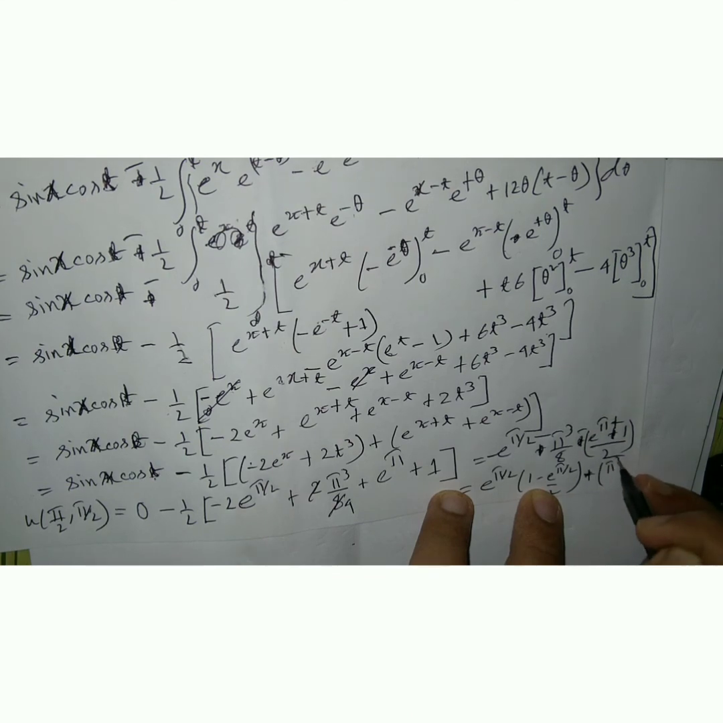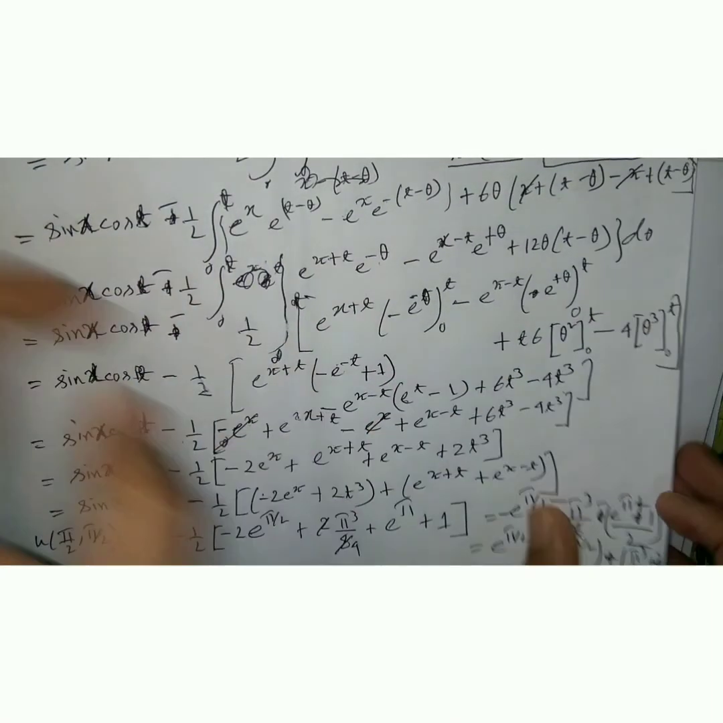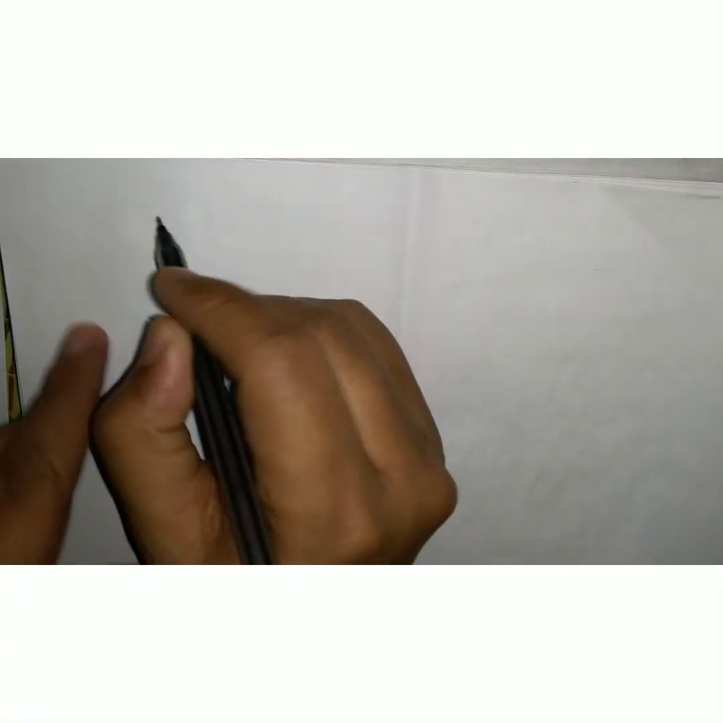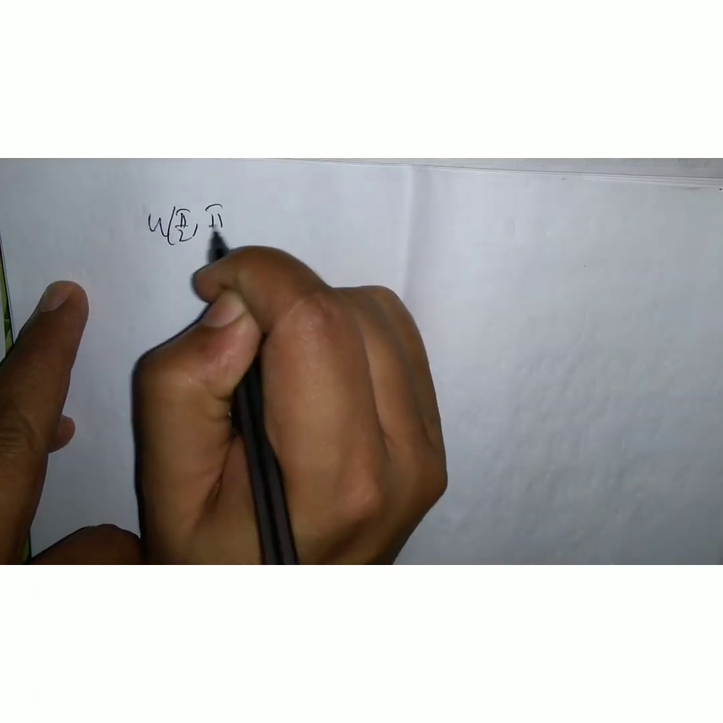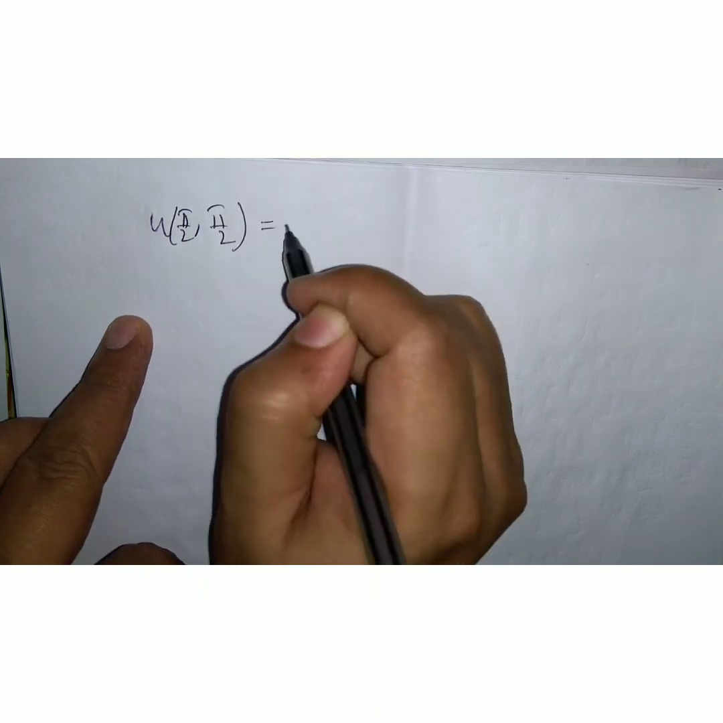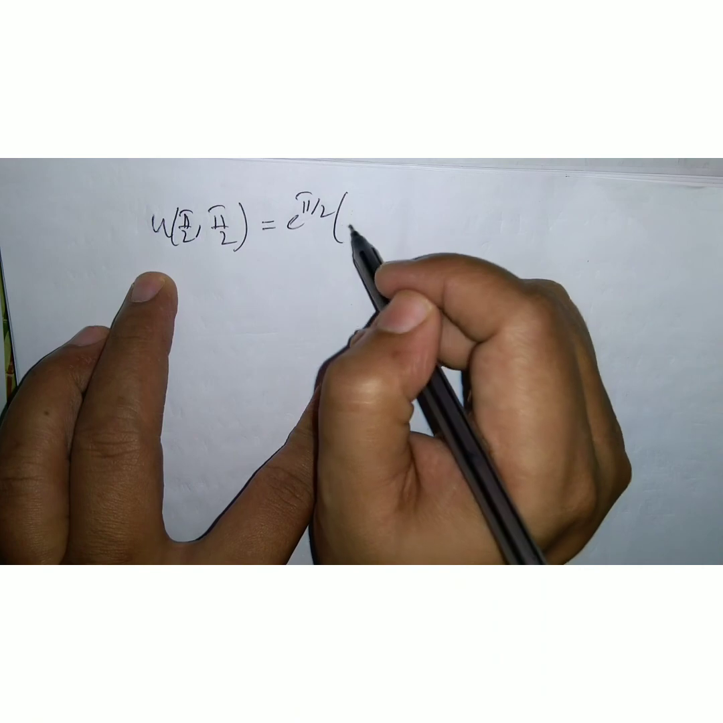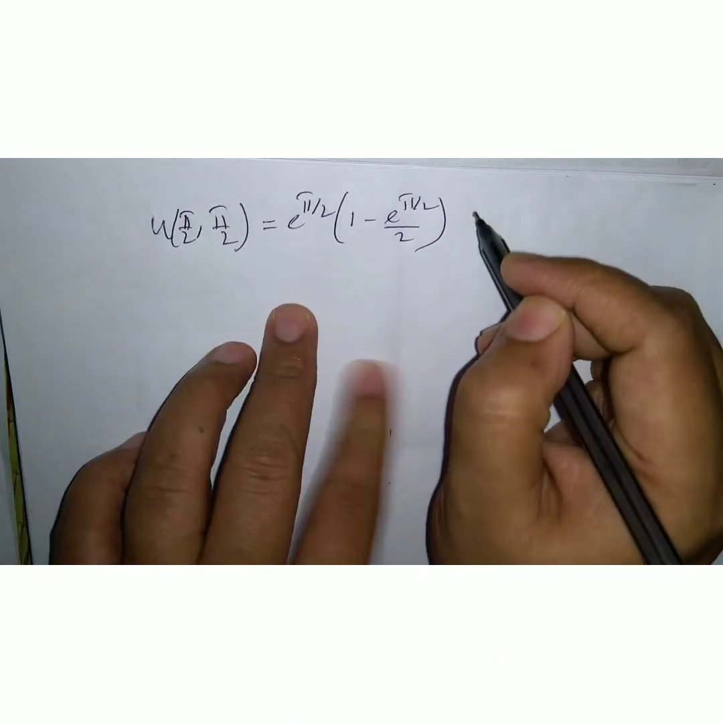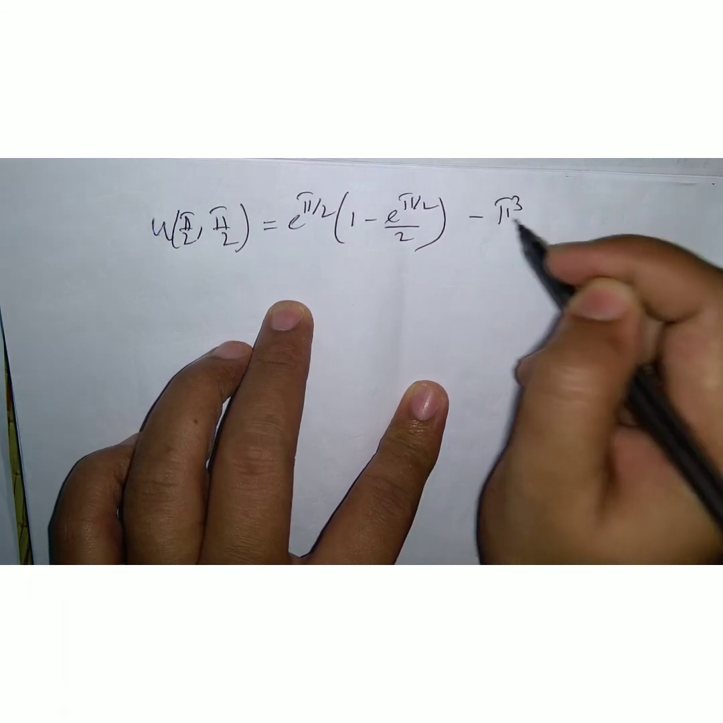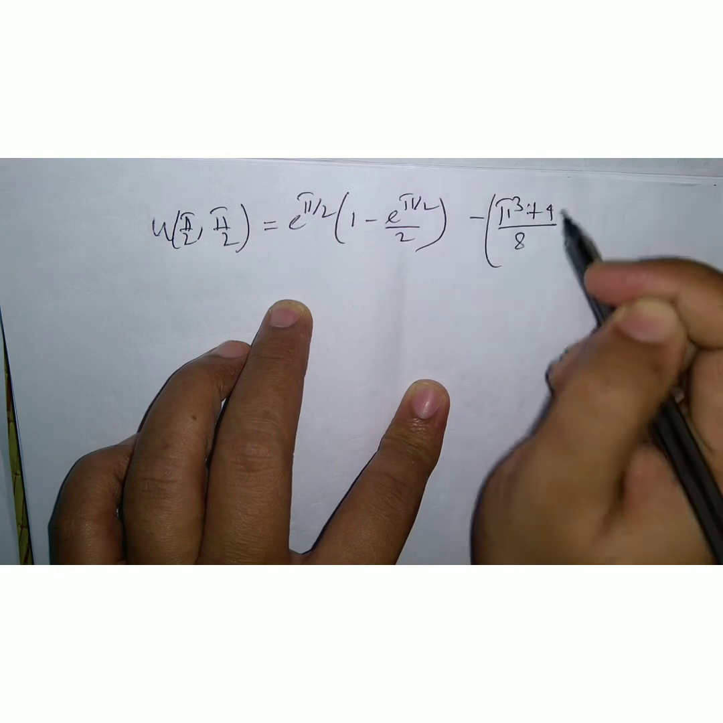pi cube plus 4 by 8. So my answer is u at pi by 2 comma pi by 2 equals e to the power pi by 2, 1 minus e to the power pi by 2, by 2, minus pi cube plus 4 divided by 8. Thank you.